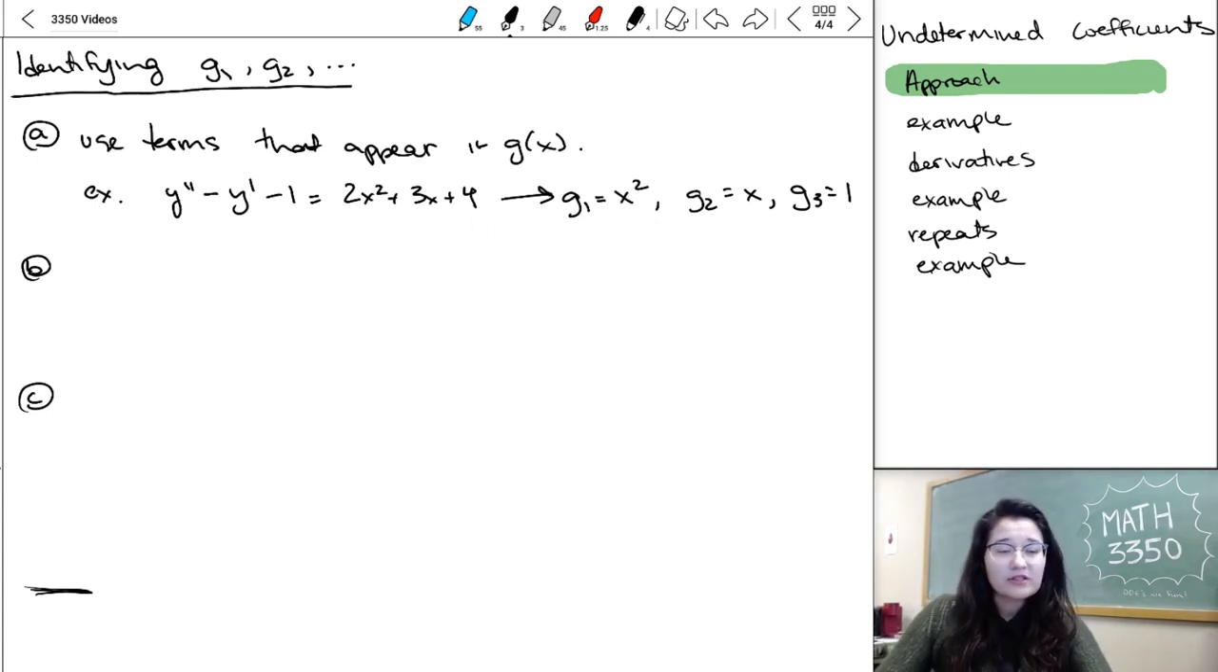Let's see how we're doing. Okay, we're just about at 10, so I'm going to hit pause here, and then in the next video we'll go ahead and do an example that uses this first principle.